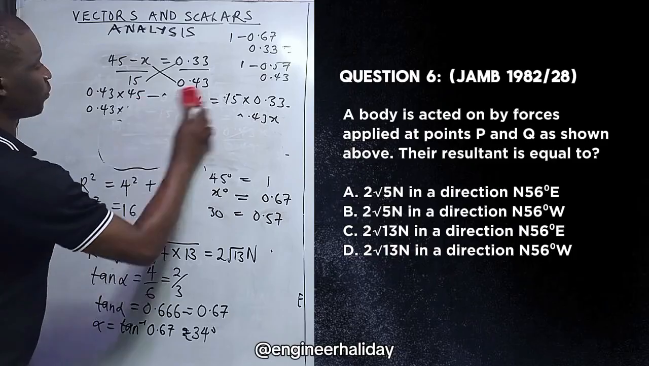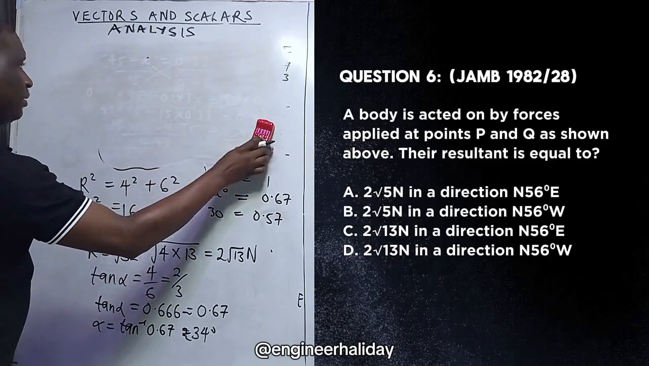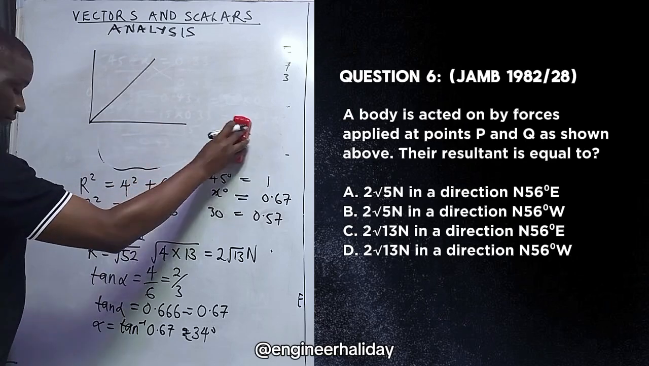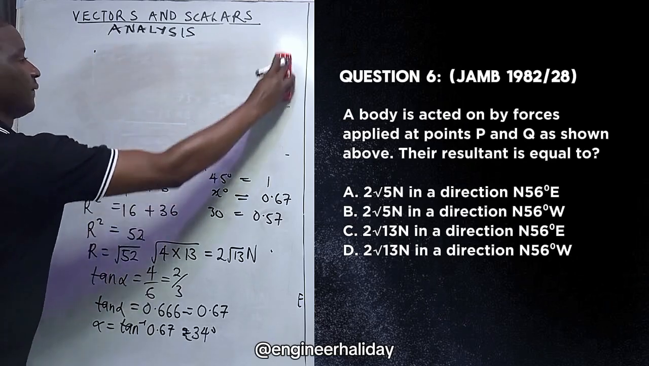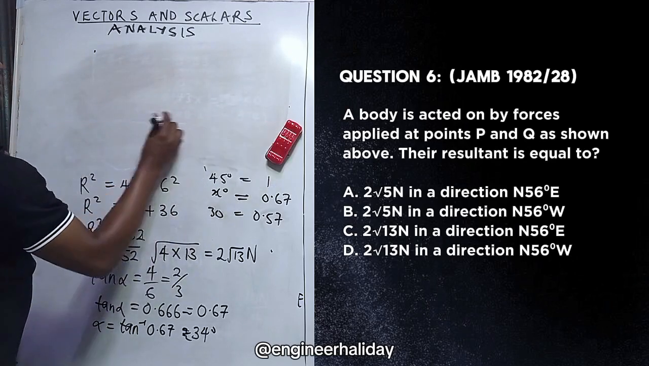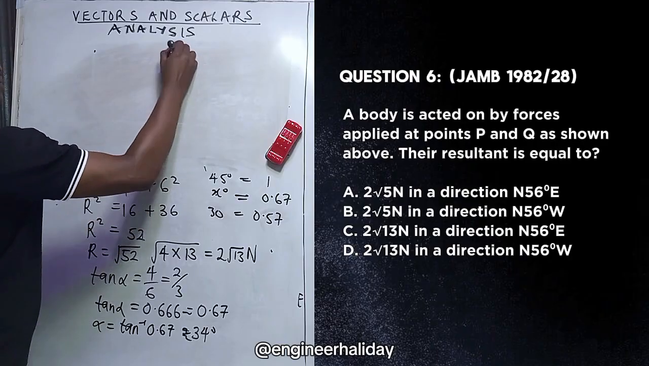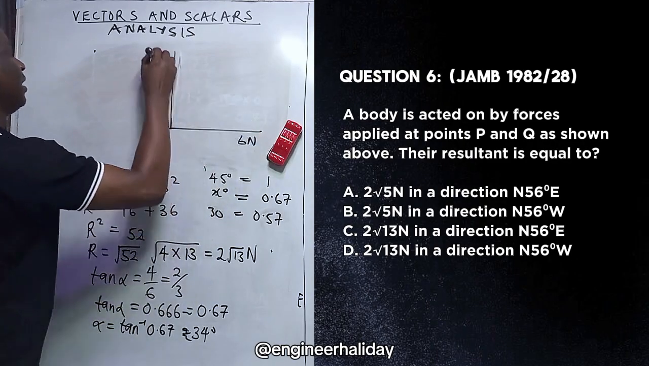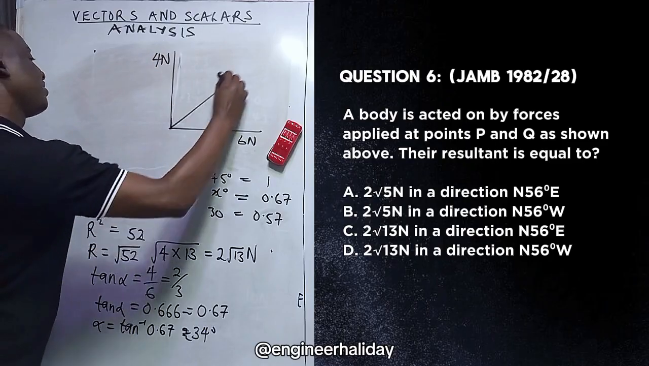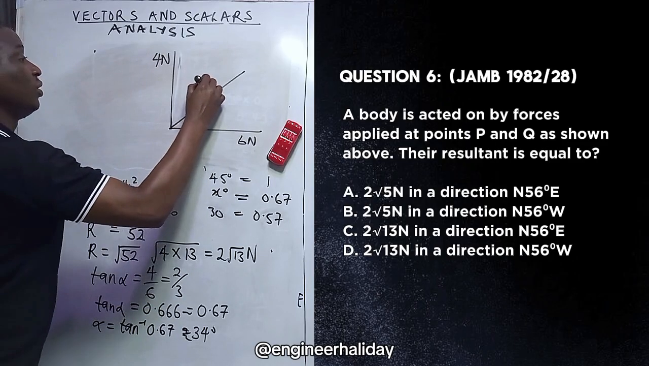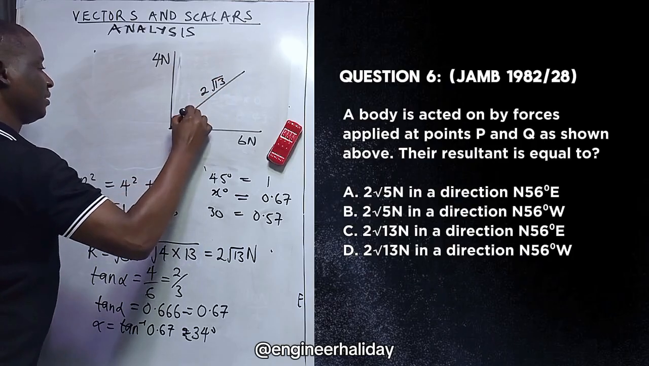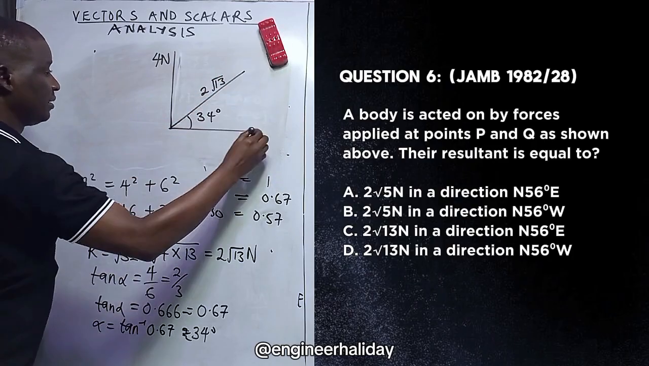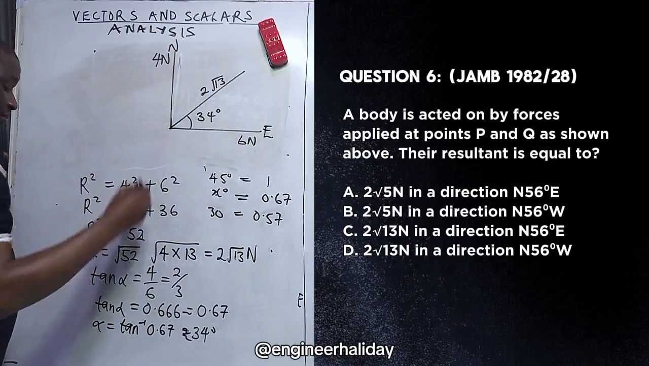Now, if you get 34 as your answer, let me go back. Look at the diagram here. This is the resultant. This is 6 Newton and this is 4 Newton. And this is the resultant which we have gotten as 2 root 13. And this is the angle, 34 degrees, that we have gotten. This is east and this is north.